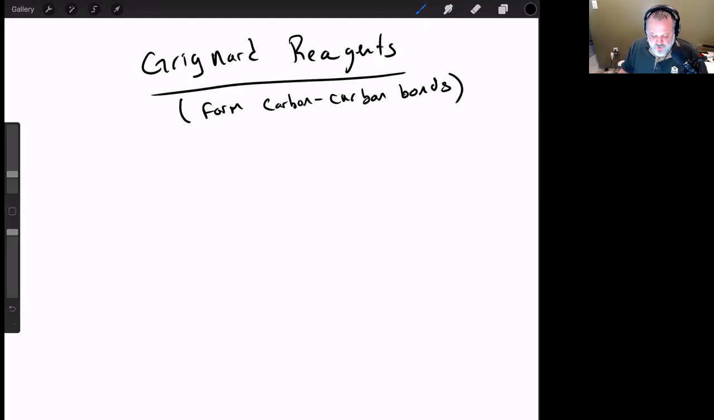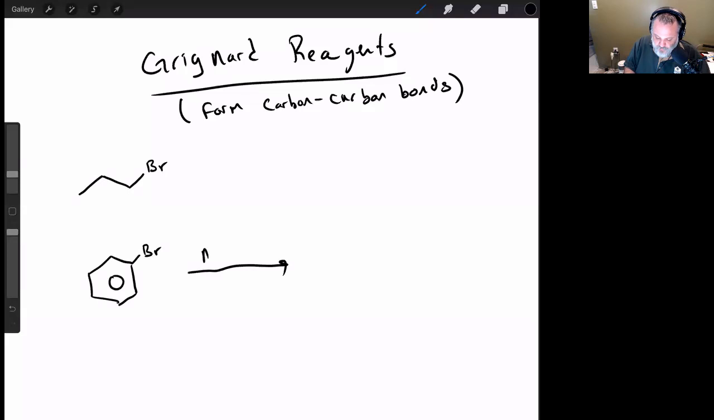Okay, so first of all, what is a Grignard reagent? A Grignard reagent involves reacting an alkyl halide with magnesium metal and diethyl ether, and you form the Grignard reagent with this reaction. You don't need to know the mechanism of the formation of the Grignard reagent. These things that I'm going to show you, these products, these are the Grignard reagents.